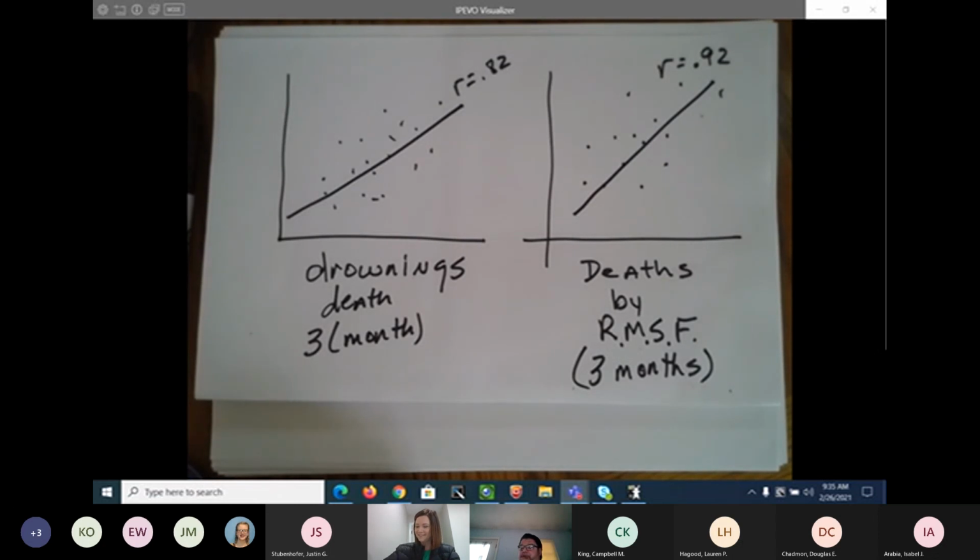So, what does this mean? This means the drowning deaths and the deaths by Rocky Mountain spotted fever. Does one cause the other? Because we have correlation. Yes or no? Do they cause each other?